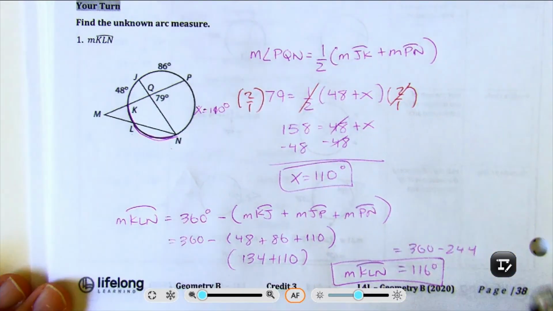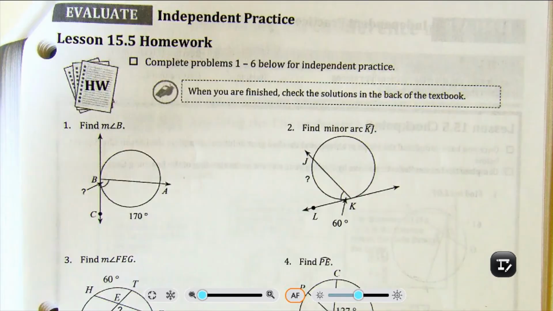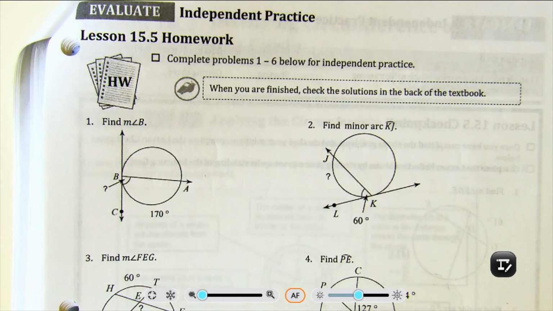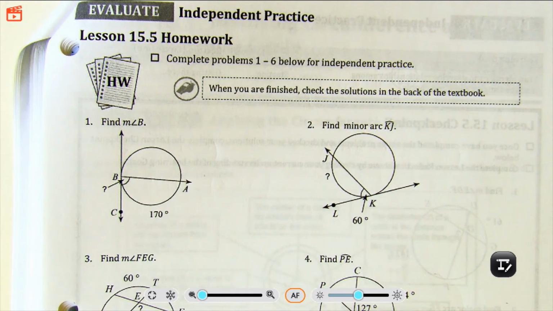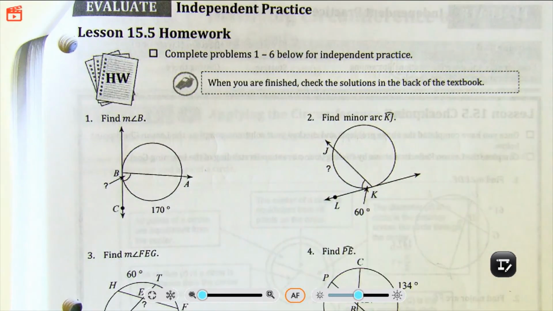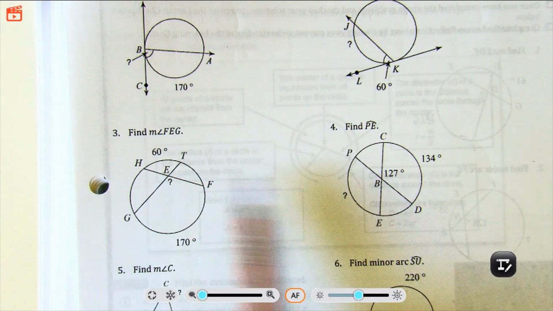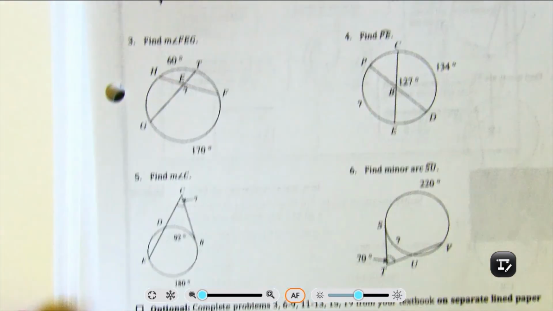Okay, so that completes lesson 15.5. This is lesson 15.5 homework. Now, looking at this homework, I just want to walk you guys through what we're doing here. We're going to have problems where the vertex is on the circle. We're going to have problems where the vertex is inside the circle, and then you're going to have problems where the vertex is outside the circle.